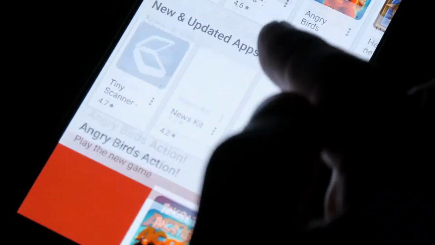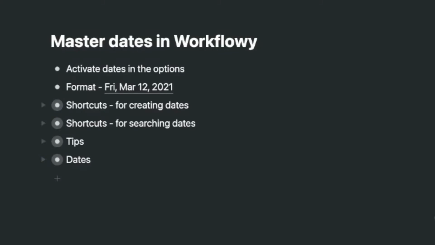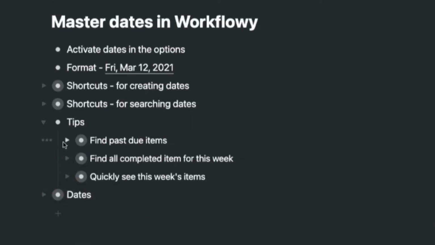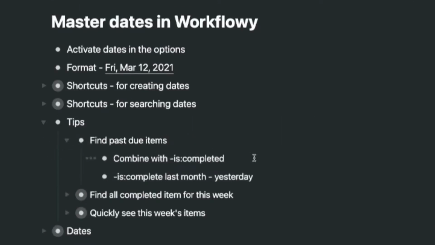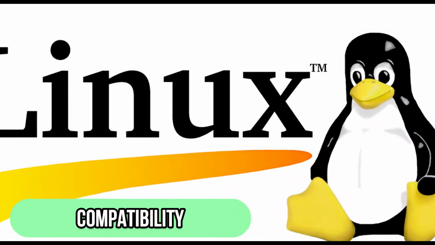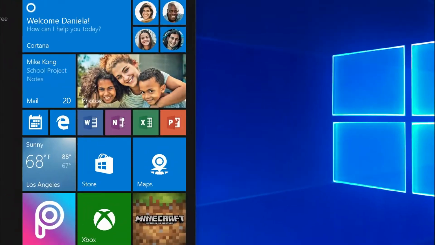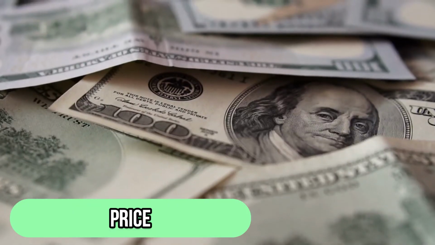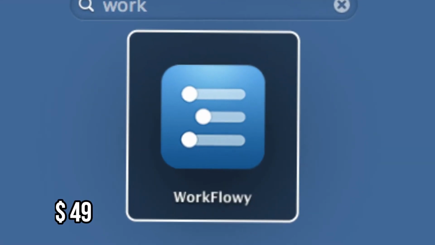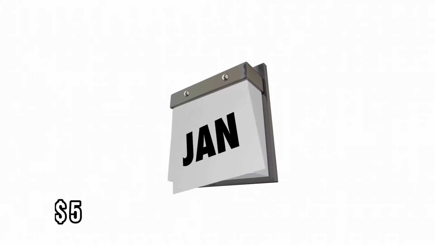Unlike similar applications, there is no native calendar synchronization, which is necessary to know when you want to complete your activities. Workflowy also lacks a file explorer for organizing your lists into tasks or files. Compatibility: Android, Linux, Mac, Windows, iOS, Chrome. Price: free version available, limited features, $49 annually, or $5 per month.